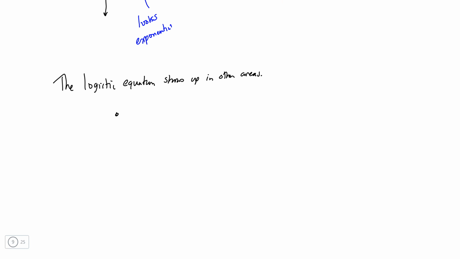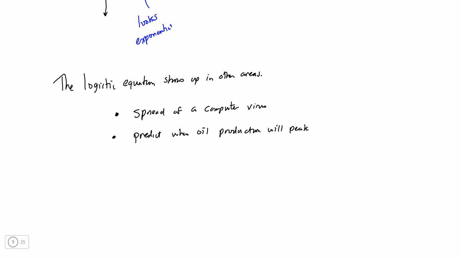A couple of examples this might show up with is the spread of a computer virus. It can spread very quickly at first, but eventually it has to start leveling off because it runs out of places to spread. Another thing it's been used for is to predict when oil production will peak. So you're thinking about, okay, how much oil can the U.S. produce? Well, this can give you an idea that at some point the production is going to essentially level off and it won't be able to continue to grow with how much we're able to produce.